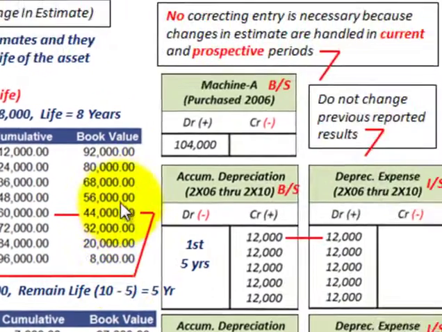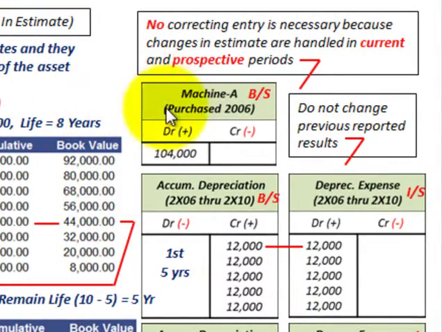So let's go up and look at how we'd record this. Okay, so now we've purchased this asset in 20X6, and we have to account for our depreciation from years 20X6 through 20X10, or the first 5 years. So we would have credited our accumulated depreciation by that $12,000 per year, and then our depreciation expense, we would have debited by $12,000 per year. And that's on our income statement, our accumulated depreciation is on our balance sheet, and our machine asset is sitting here at its cost of $104,000.